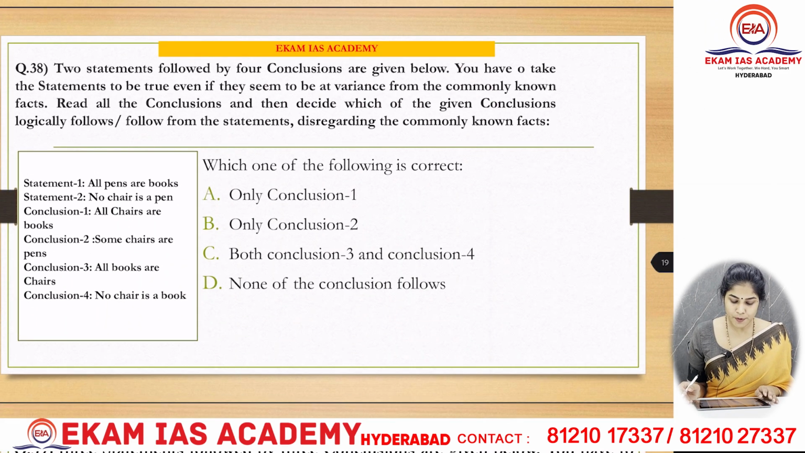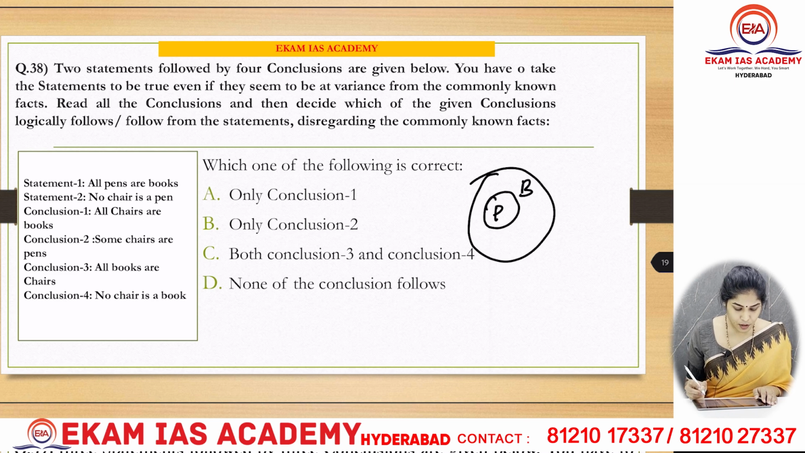Two statements followed by 4 conclusions are given below. You have to take the statements to be true even if they seem to be at variance from the commonly known facts. Read all the conclusions and decide which of the given conclusions logically follows from the statements, disregarding the commonly known facts. Okay. Let's go to the statements. All pens are books. In these questions, we have to go through the Venn diagram. I am representing pens with P. All pens are books, they are telling. No chair is a pen. So I am writing no chair is a pen. Okay, these are the two statements.